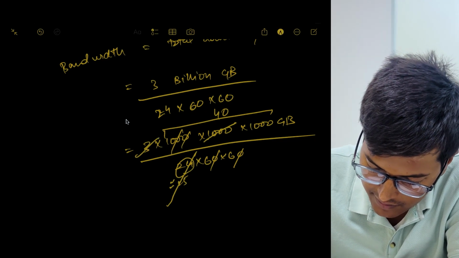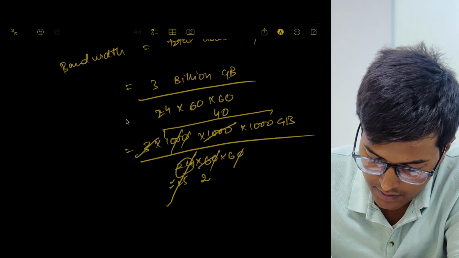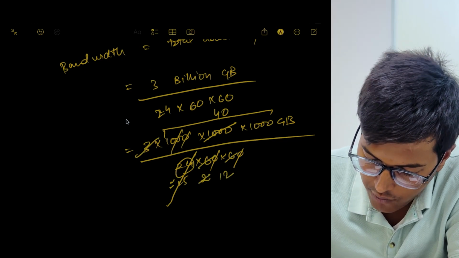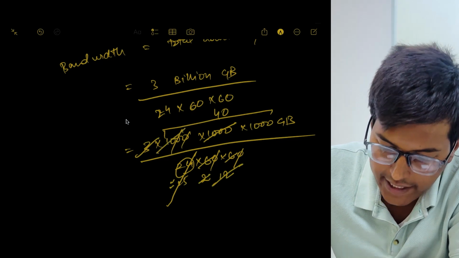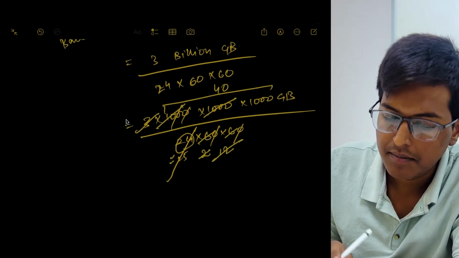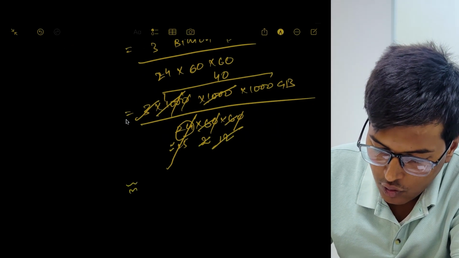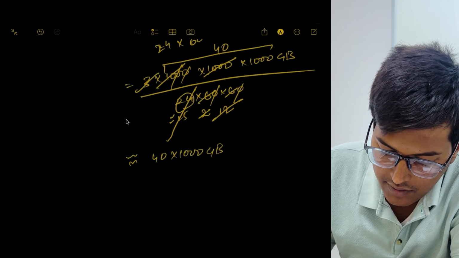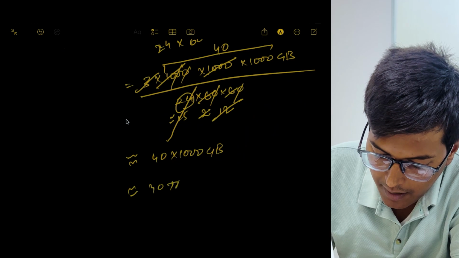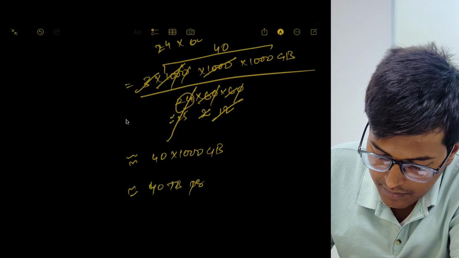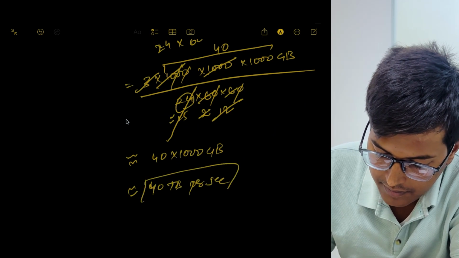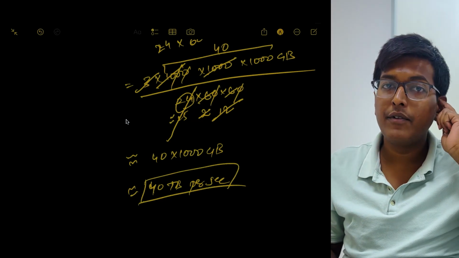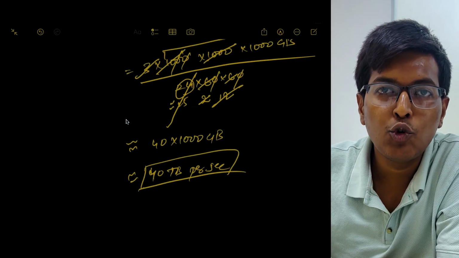Let me make this 2, and this will become 12. And let me cut 12 by 10, since I'm just doing some estimations. So this will become 40 into 1000 gigabyte, which is 40 terabyte per second. This is the bandwidth requirement at the YouTube side.